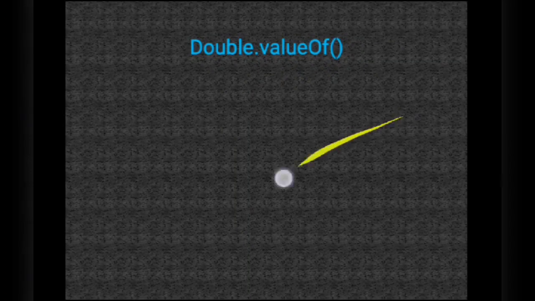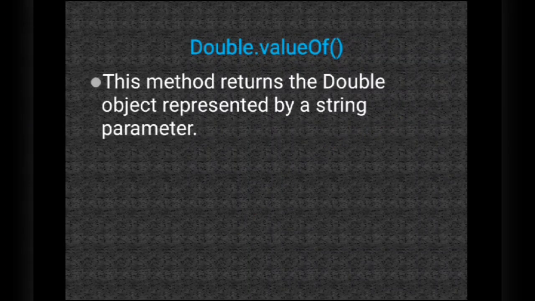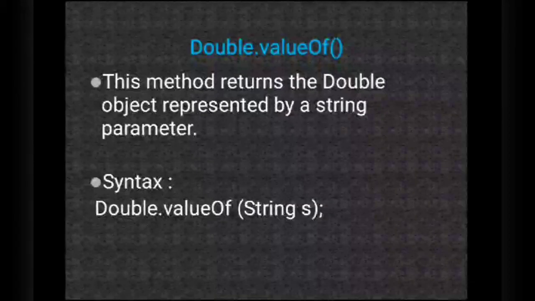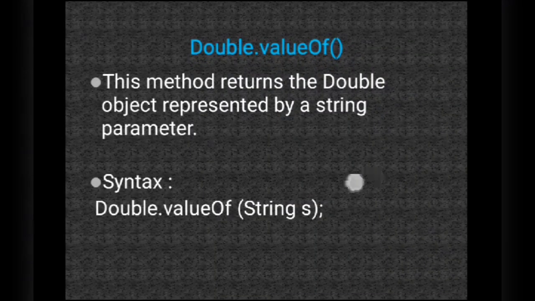All right, Double.valueOf function. This method returns the Double object represented by the string parameter. That means this method will return the Double object, which is represented by the string parameter. Similarly, the syntax will be Double.valueOf, where the D in Double should be capital and the v in value should be small. Always take care of the syntax, how we write the syntax of a method. If your syntax is wrong, you will never get a correct answer.